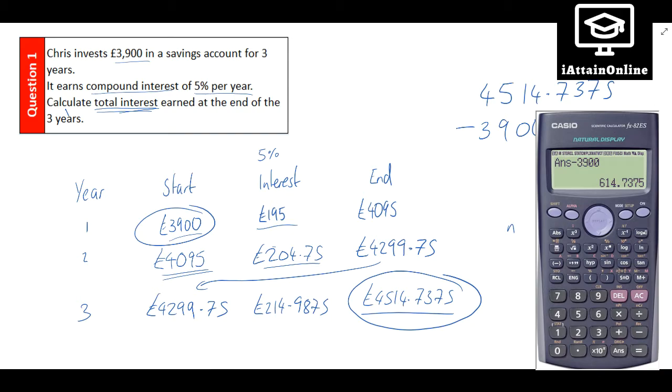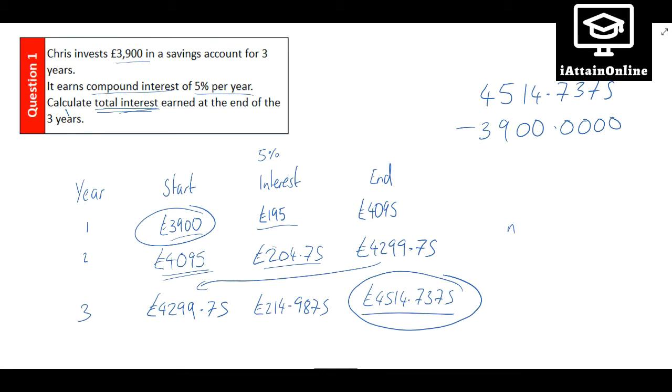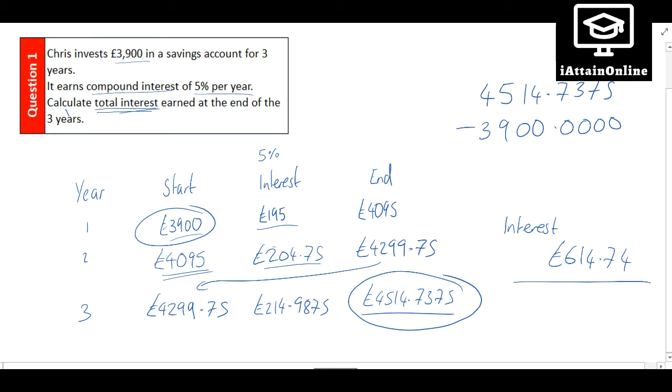If I can find my mouse. The total interest is then simply £614. Now this is our final answer, we can round it. So that becomes 0.74. Okay, so that's the long-winded way of doing it.